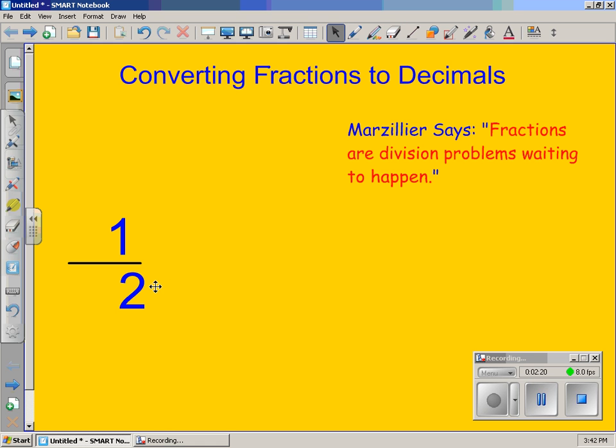Also, another quick trick that I always like to show my students is to make sure that before you begin the division process, you simplify your fractions down into their lowest terms or simplest form first. That'll make your division a little bit easier and make the problem go a little bit faster.